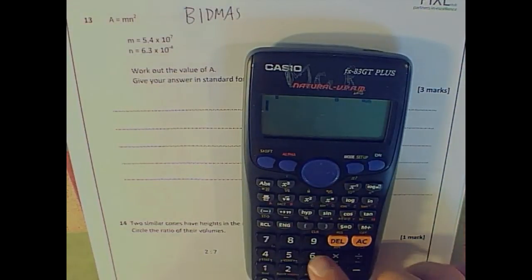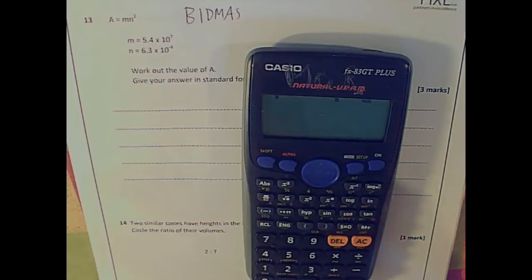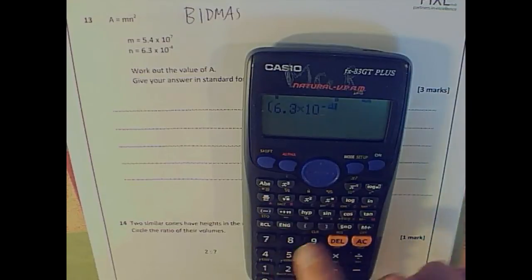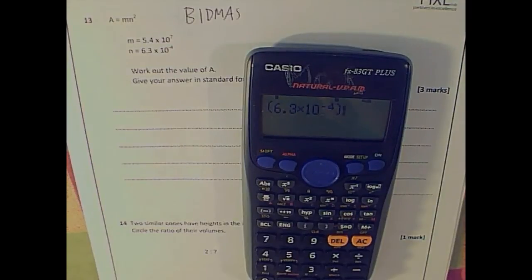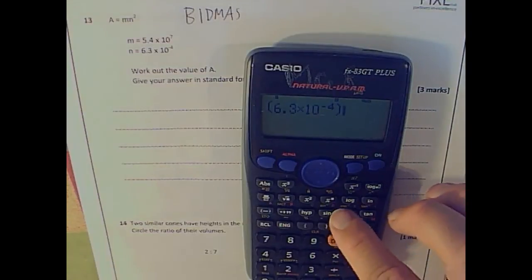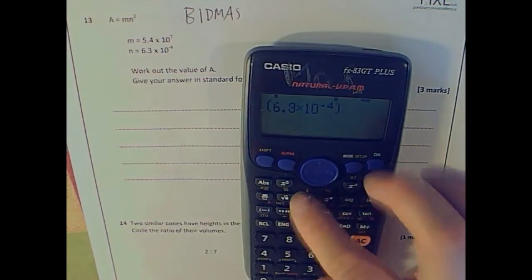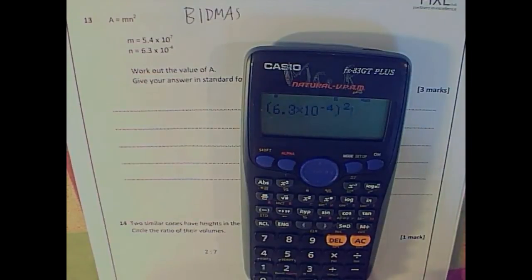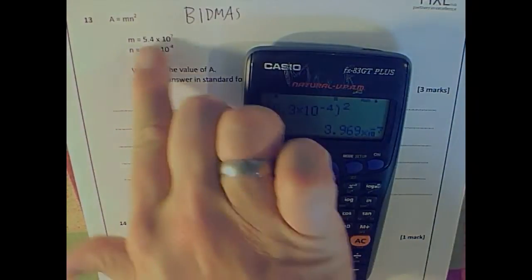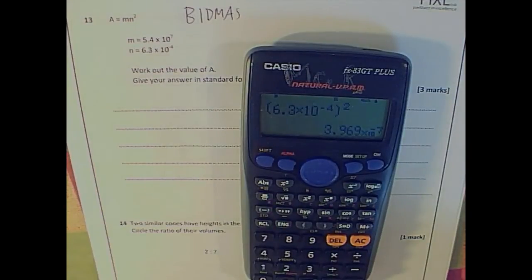So n squared is 6.3 times 10 to the minus 4. But I want to square all of that, because all of that is n. So I'm going to put all of that in brackets, right? 6.3 times 10 to the power of minus 4. It's all of that which I'm squaring. If I don't use brackets, it will only square the last thing. So I must use brackets to represent that. And I'm going to square that, so all of that squared equals. All right, that's what the n squared bit is equal to.